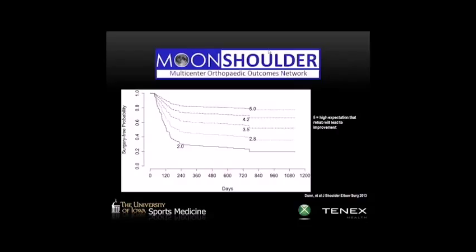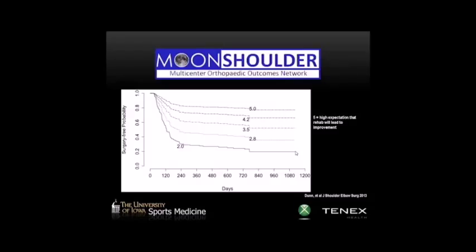The numbers that you can see here, the 5 and 4.2 going down, represent their expectations regarding how well they're going to do with rehab, leading to improvement. If patients had a very high expectation that they were going to do well with rehab, they did well, and they didn't have surgery. The majority, over 80% of them, didn't. If they had a very low expectation, most of these individuals went on to require surgery.